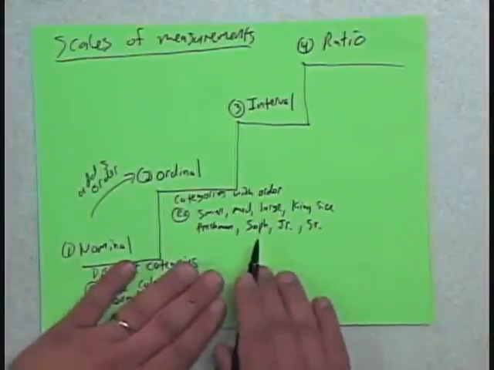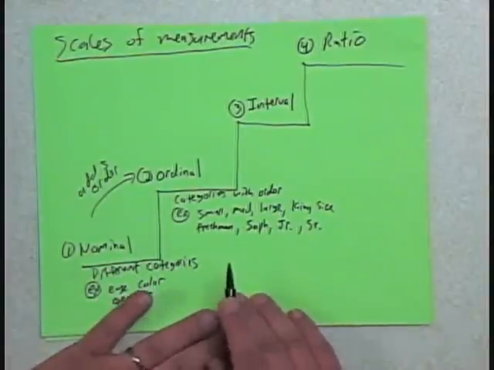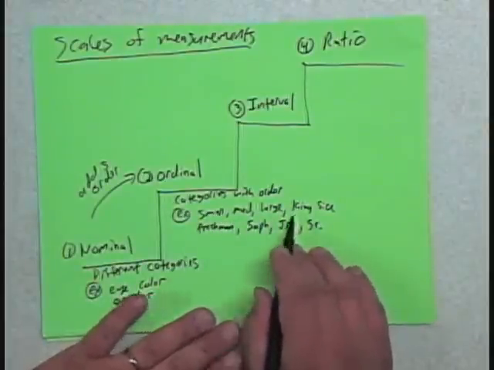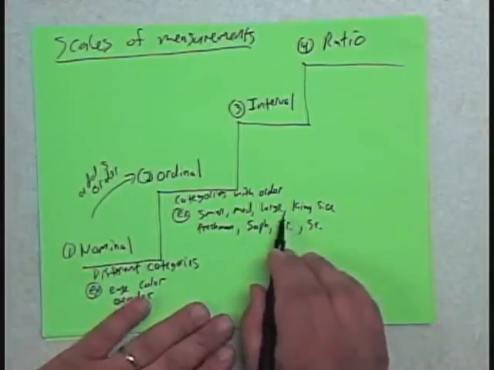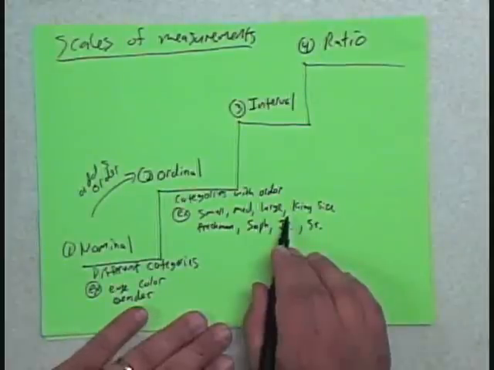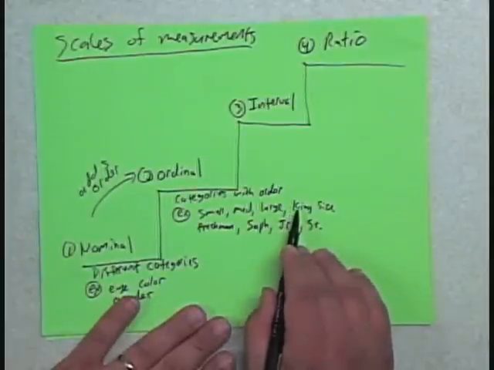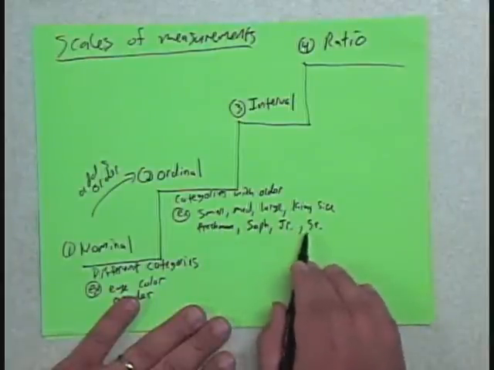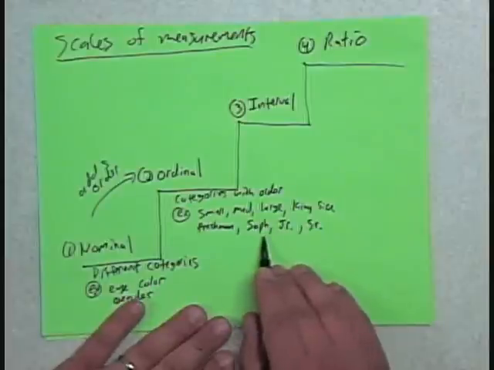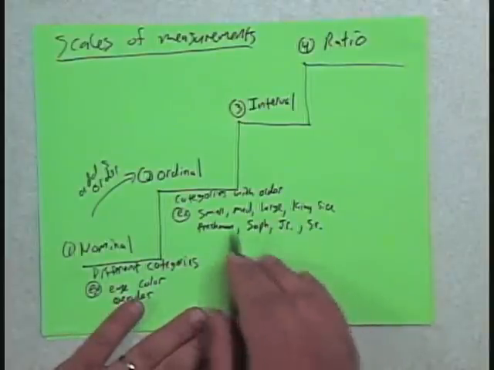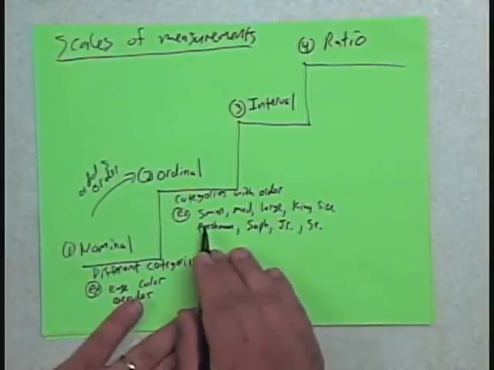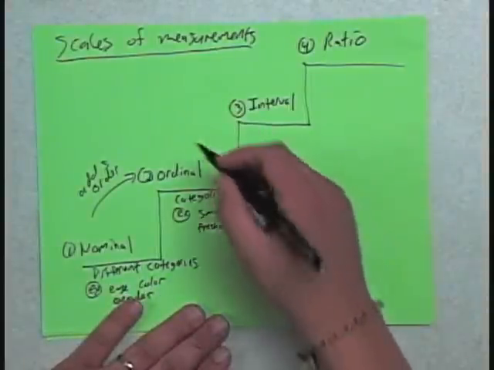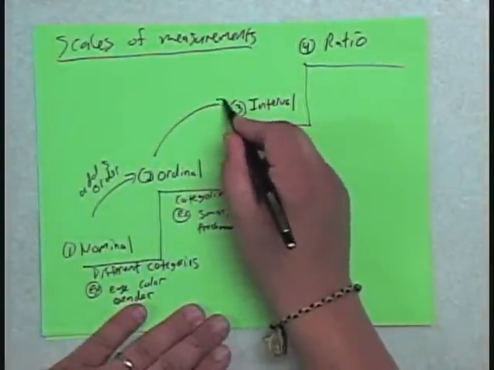So now the thing that these categories don't have is that there's no distance between the categories. And what that means is you can't subtract these. Subtraction doesn't make sense. So I couldn't take a king size, subtract a large, and get a small. Or take a senior, subtract a junior, and get a sophomore. These operations don't make any sense with these categories. Subtraction does not make sense. So that's what the interval scale adds.